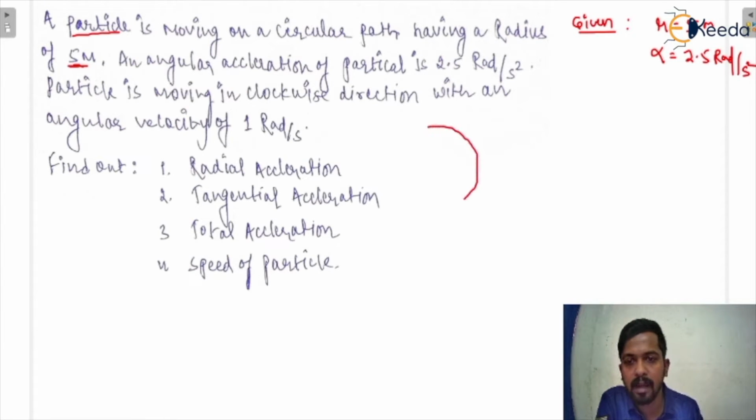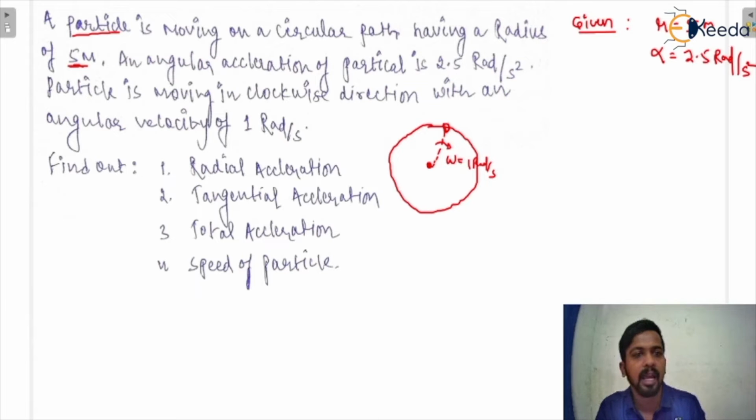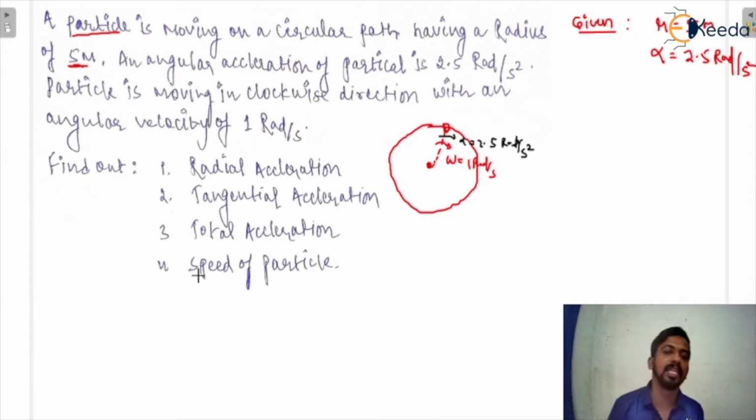So I'm going to draw the diagram so it would be easy to understand the question. This is a rough diagram. There is a particle which is moving in a circular path having omega of 1 radian per second. And of course the angular acceleration alpha is also given, that is 2.5 radian per second square. Now we have to calculate the radial acceleration, tangential acceleration, total acceleration, and the speed of the particle.